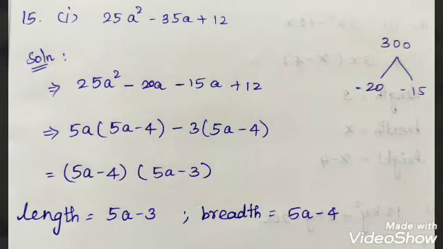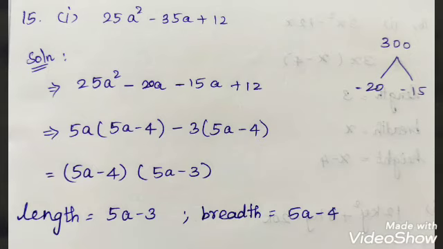Next, your 15th question, first subdivision. We are going to factorize and find the length and the breadth. So 25a square minus 35a plus 12. First the coefficient of a square into 12 will give you 300. Now the product will be 300, and if we add we will get minus 35. So 20 and 15. How can we write? 25a square minus 20a minus 15a plus 12.